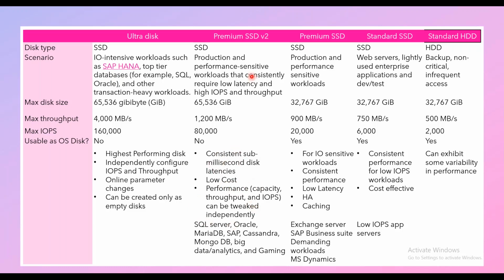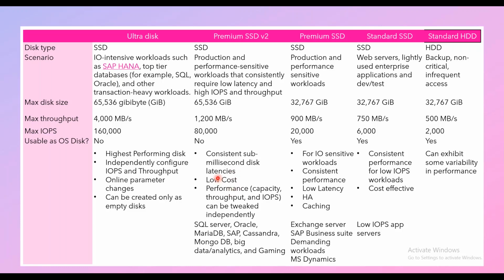So go for premium SSD version 2. This will support even 64 terabyte capacity, and it also provides a lot of throughput, 300 Mbps more compared to your premium SSD version 1, and it gives you 80,000 IOPS compared to the 20,000 IOPS in premium SSD version 1. So it provides you a lot of performance with a balance on the cost aspect.